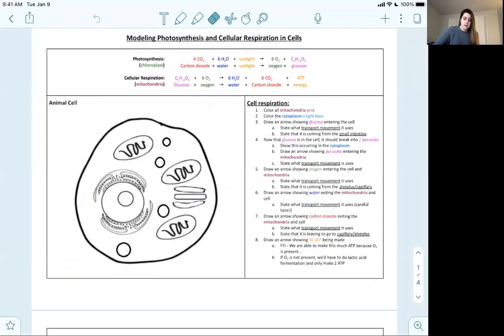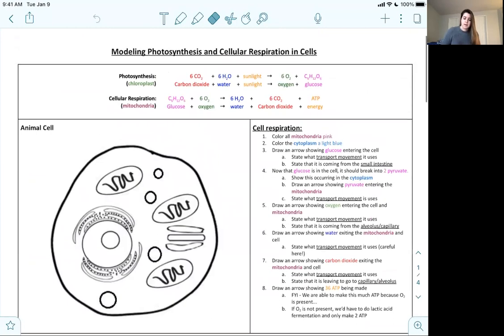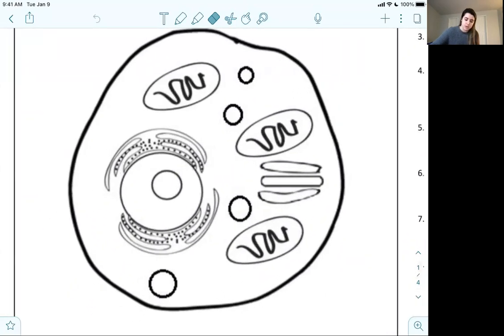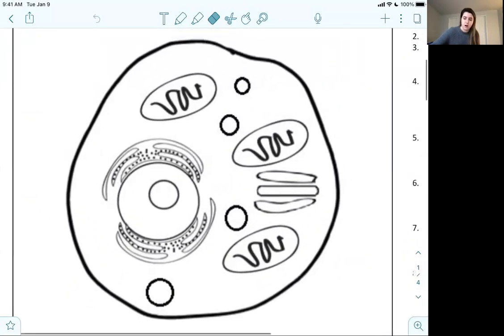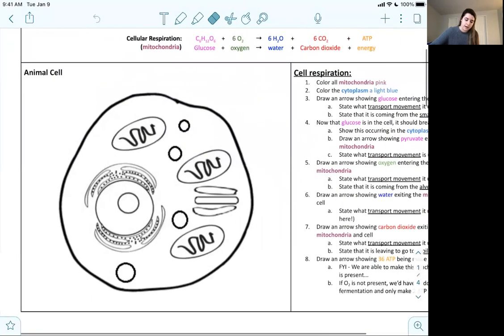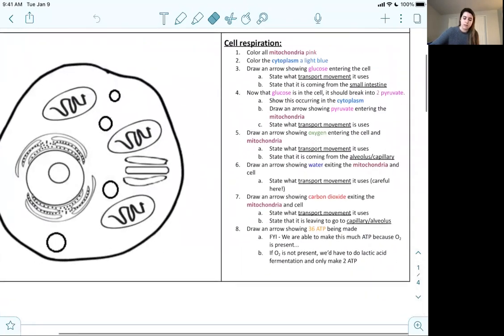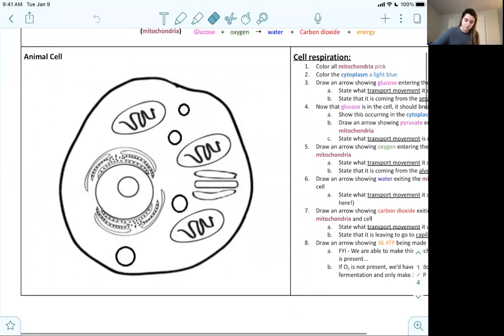Hi, everyone. We are getting started with modeling photosynthesis and cellular respiration in cells. We're going to walk through this process together so that everyone is on the same page. I'm going to zoom in on my picture here, but I'm going to be reading the directions off to the right. We're going to start with our animal cell, and we're going to start with modeling cell respiration in our animal cell.